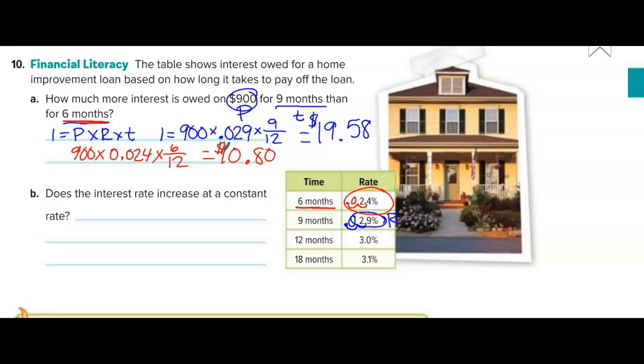So my question was, how much more interest is owed on $900 for 9 months than 6 months? So to figure out how much more I'm going to have to pay, I need to subtract the 2 that I found. So my interest for 9 months was $19.58. Subtract my 6 months, which was $10.80. So my final answer is going to be $8.78 because that is how much more I would pay for 9 months than 6 months.